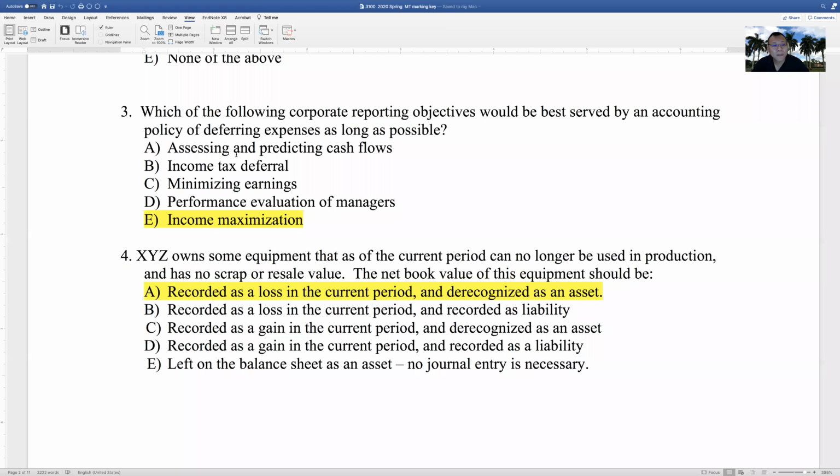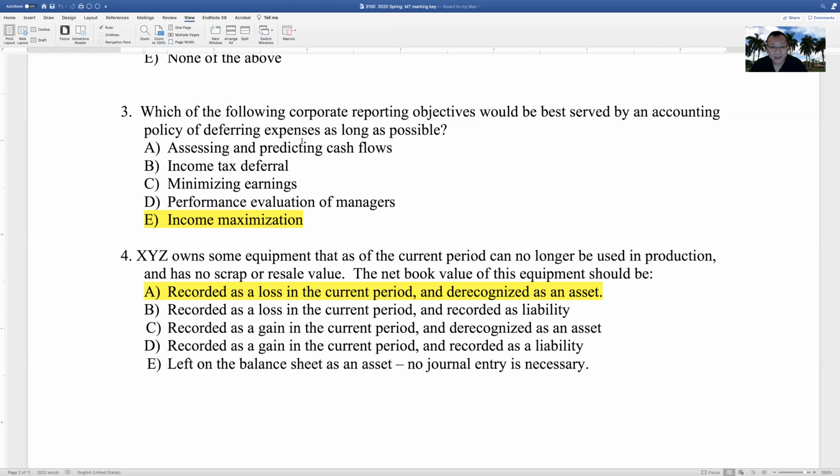Number 3, which of the following corporate reporting objectives would be best served by an accounting policy of deferring expenses as long as possible? So let's think about this accounting policy. You defer expenses as long as possible, so you don't want to recognize expenses now. You would rather recognize expenses in the future. So if your expenses are not recognized now, your expenses are understated, your income will be overstated, right?